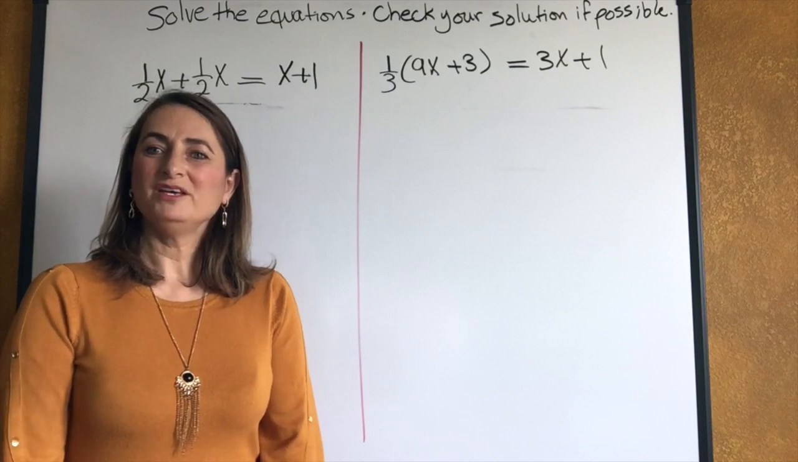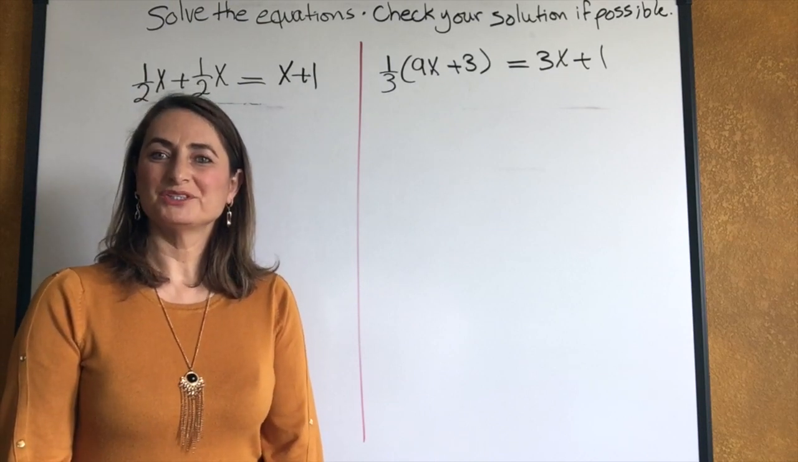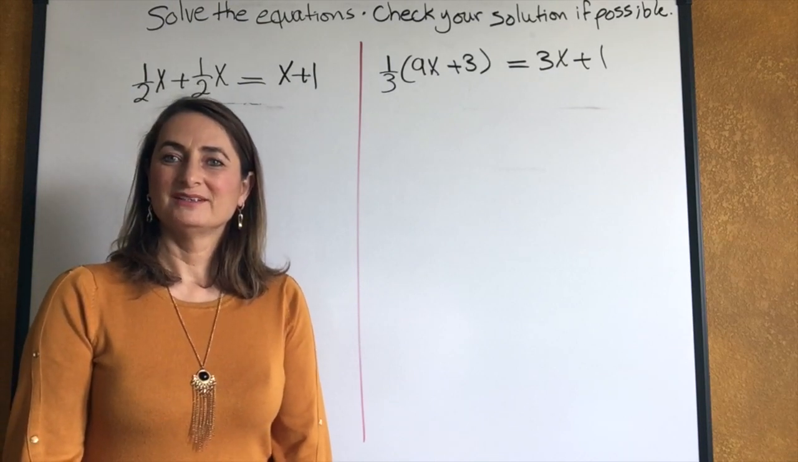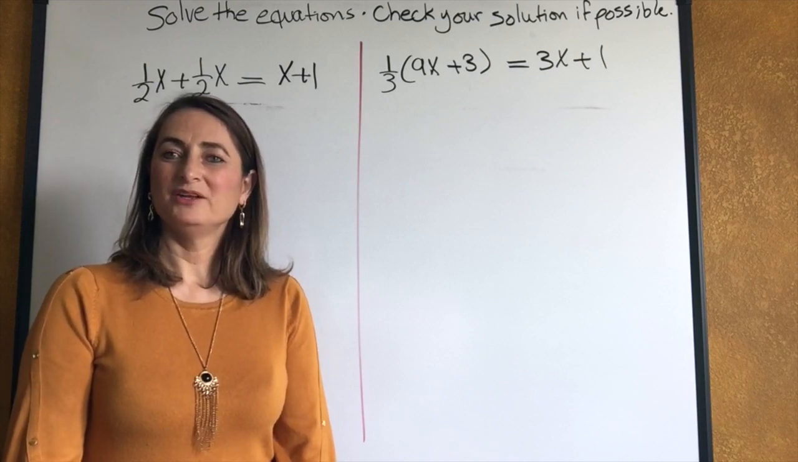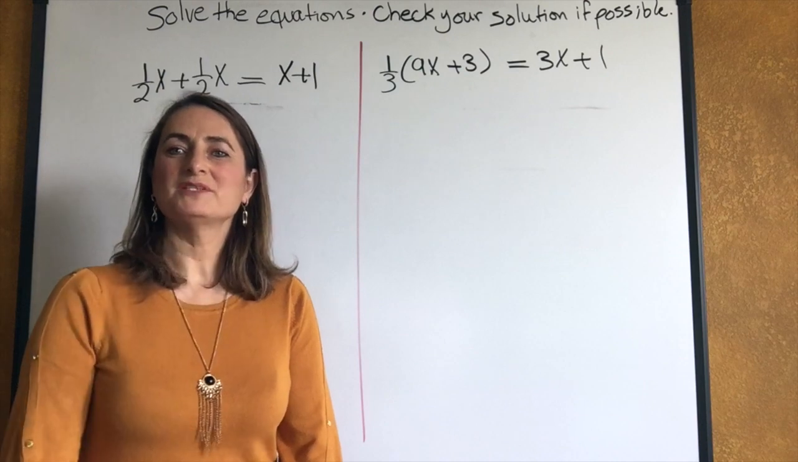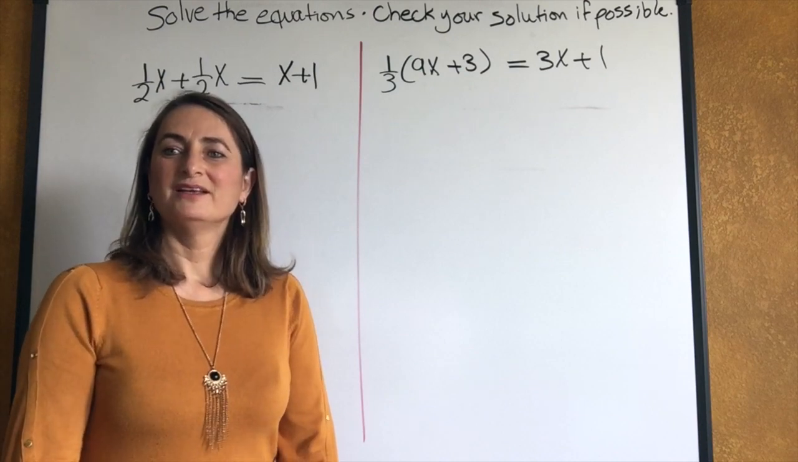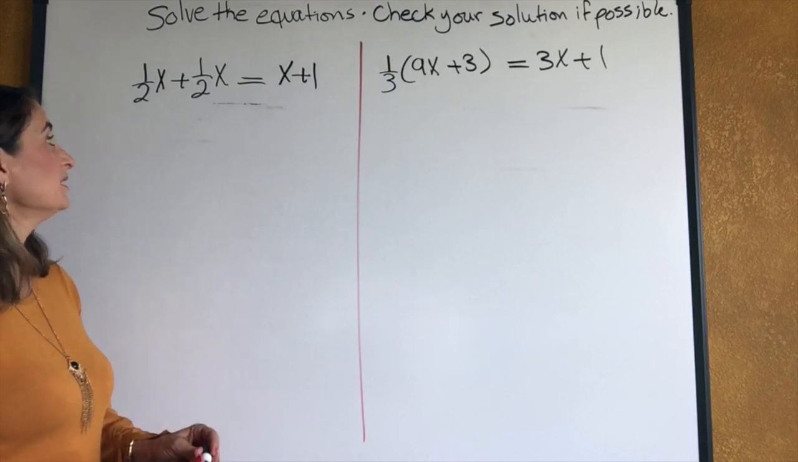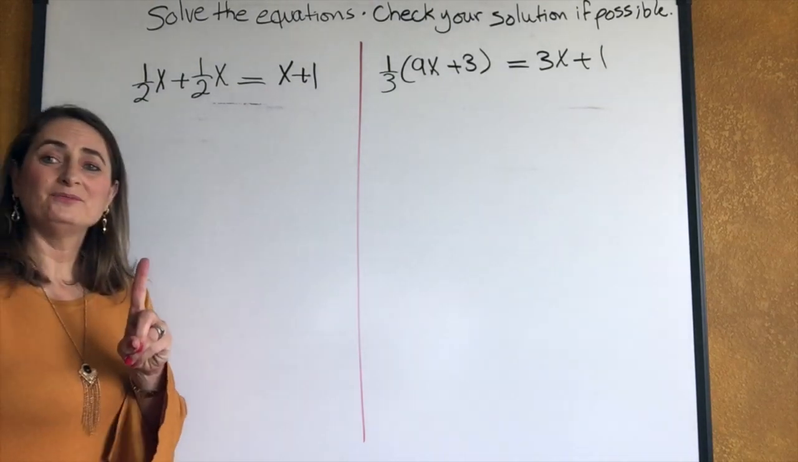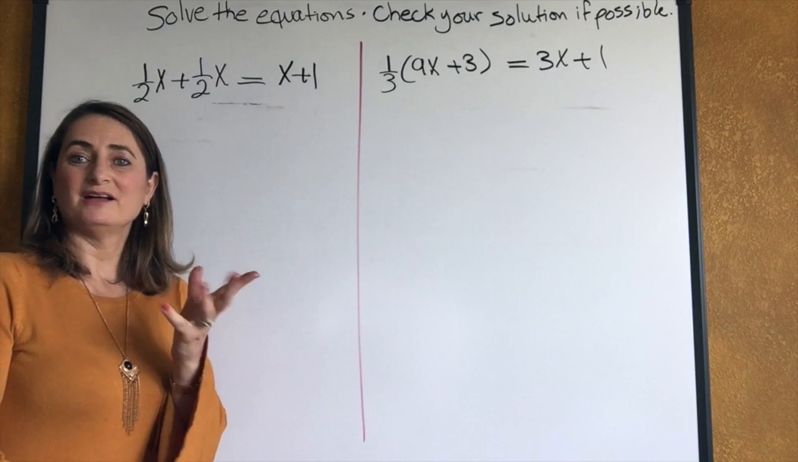Okay, now solve the equations. Check your solution if possible. So let's see what if possible means. Look at the first equation, and we will follow the 5 easy steps that we talked about first. You have half x plus half x equals x plus 1. Step number 1, parentheses. I don't have parentheses.